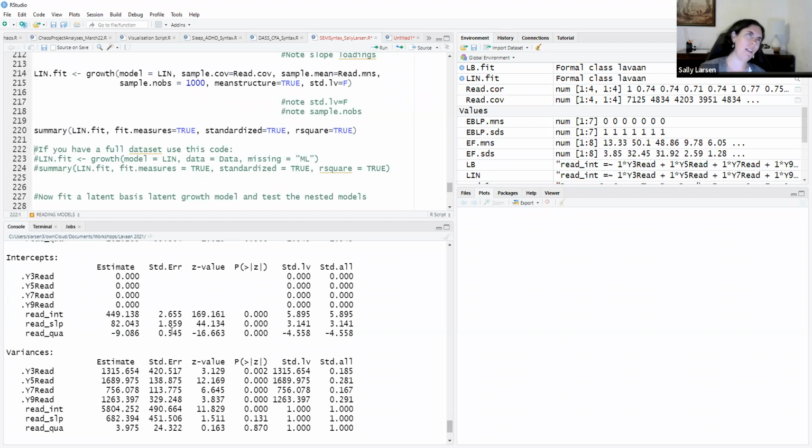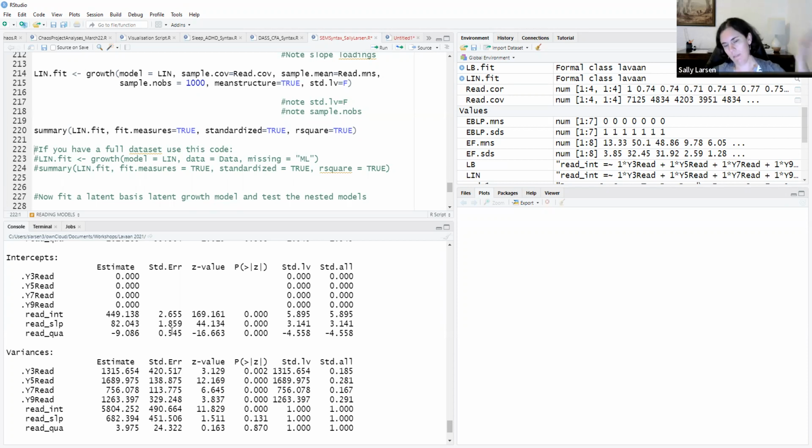And so I know there are some structural equation model people that don't like latent basis models because they think it's letting the data drive the model too much, because you're allowing it to estimate those increments of growth.